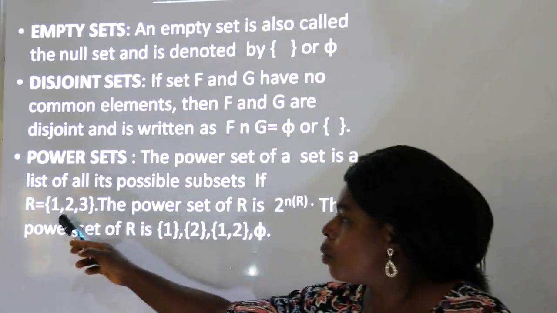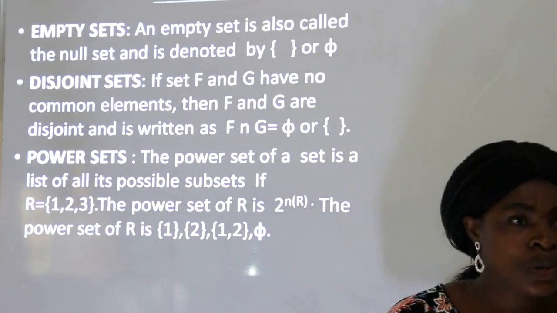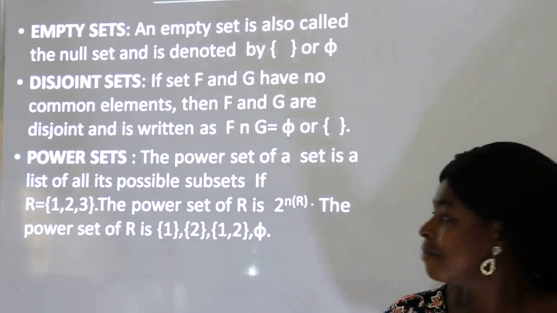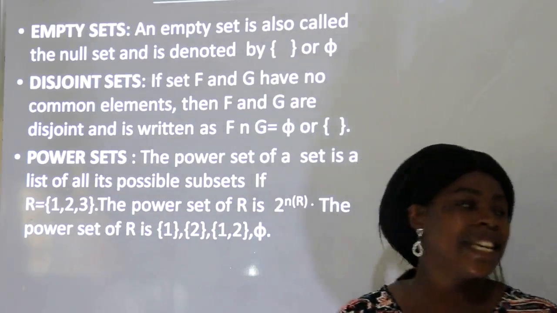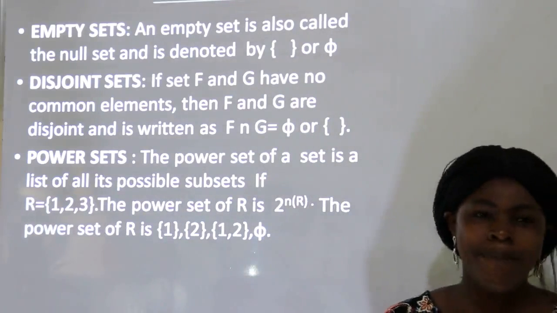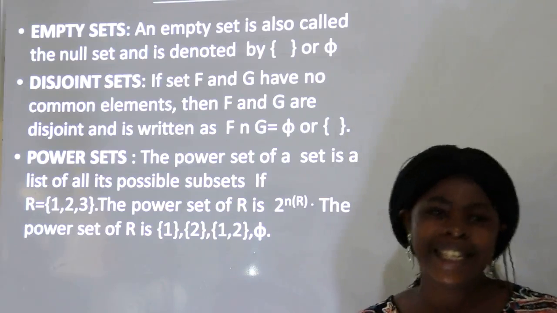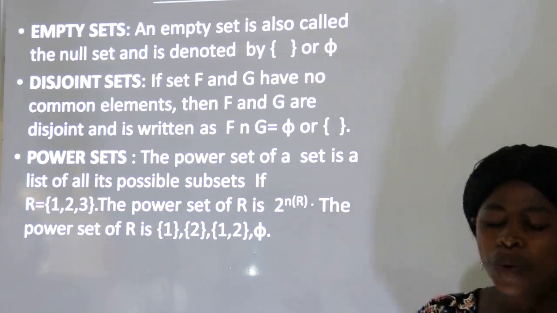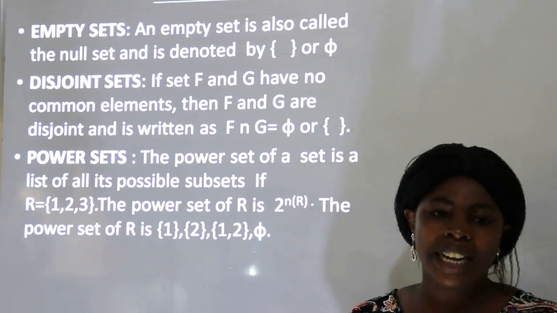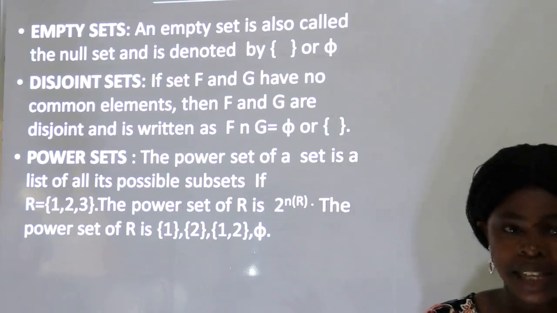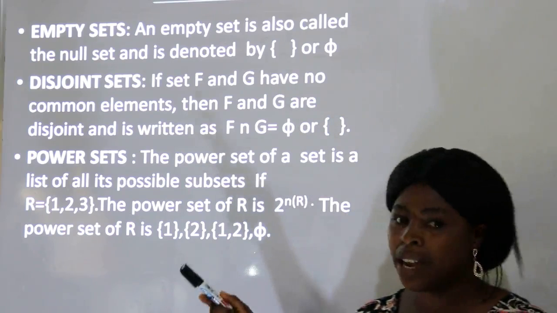Then I can now bring 1 and 2. They are also a subset. 1 and 3, it is a subset. 2 and 3, it is a subset. And the set itself is a subset of itself. Meanwhile, remember, the empty set is a subset of every set. So when you count them all like that, you discover that you have many subsets in a given set. So that is the power set.